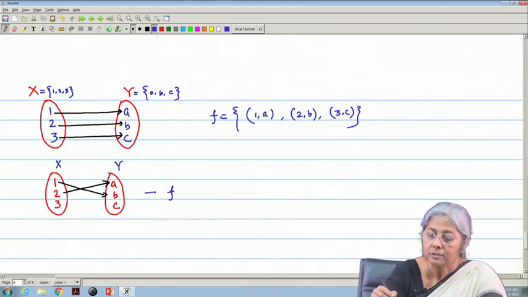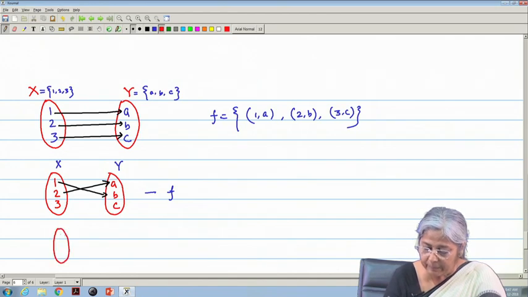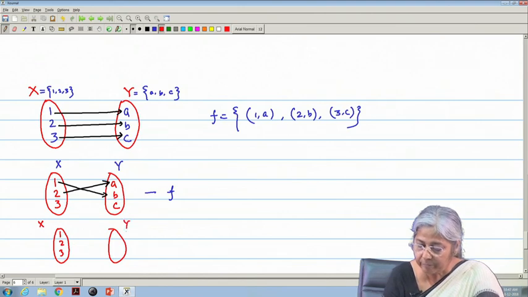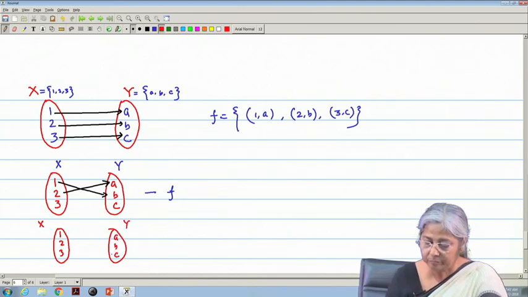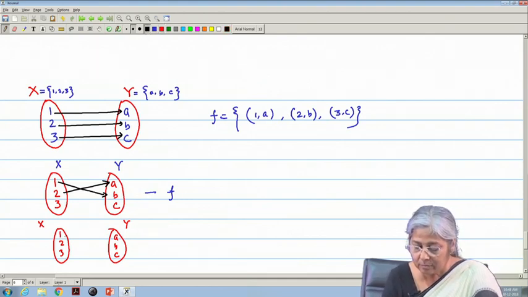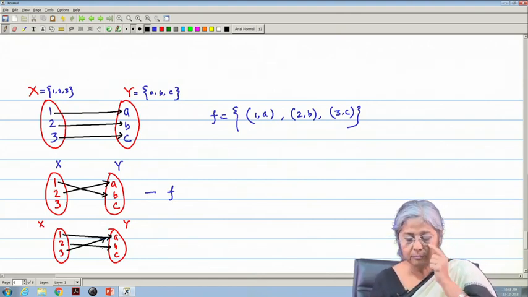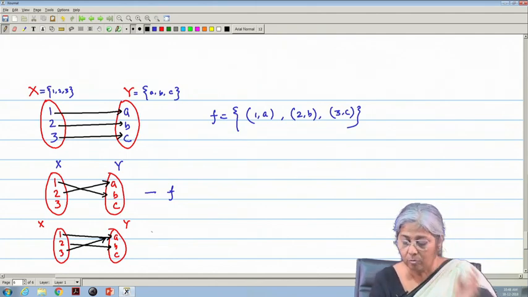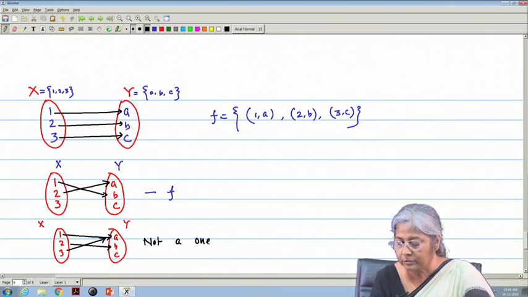But if I take this type of example, it is a function, but it is not a one-to-one function.